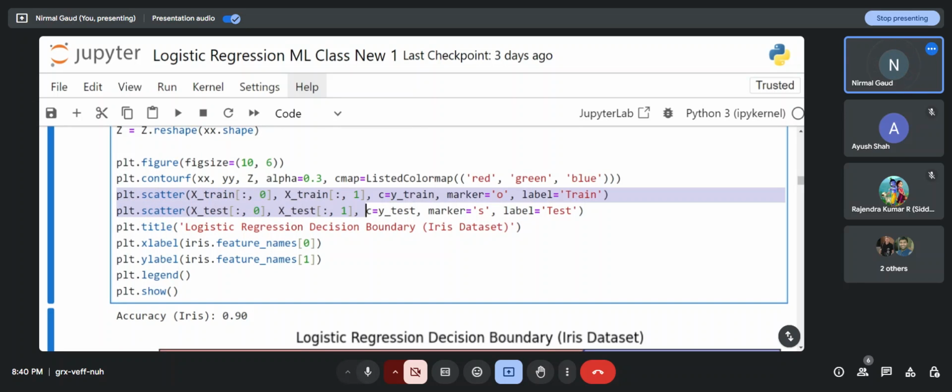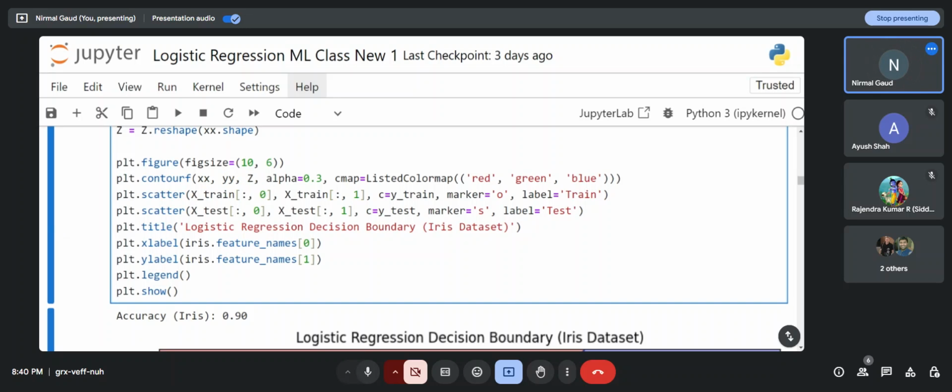Here we have made the decision boundary plot. First, we are plotting the contour of XX, YY, Z. We have XX, YY, which represent the limits, and then Z is the predicted value. And within these limits, we need to draw these values.